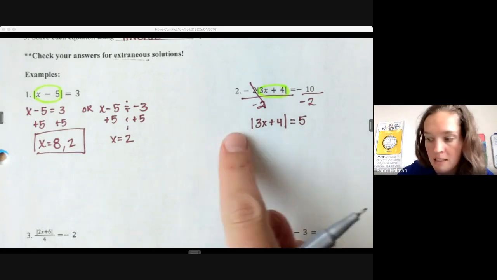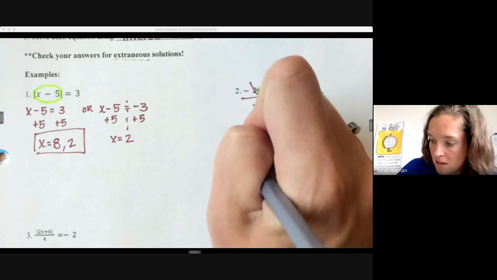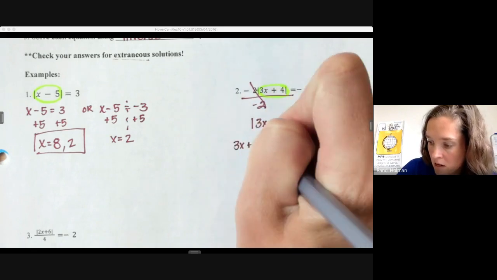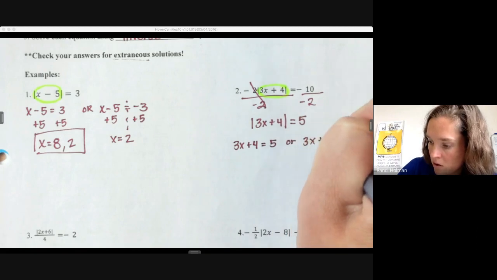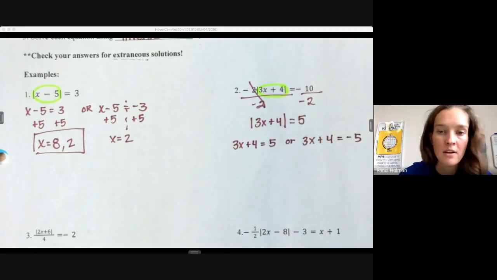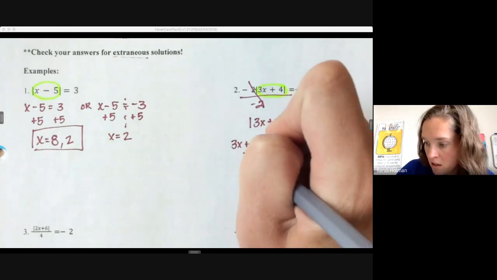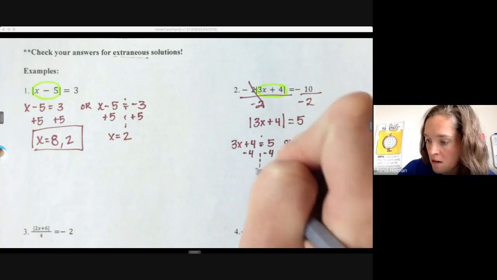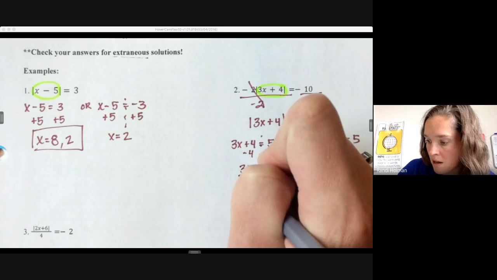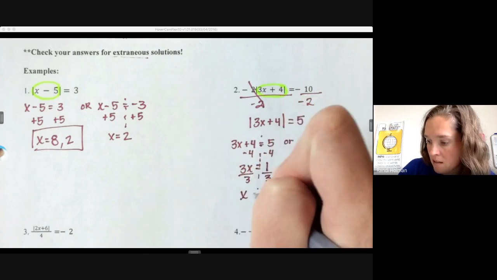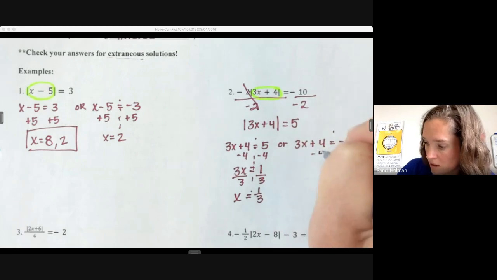Okay. Now our absolute value is by itself. There's nothing outside of the absolute value on the left-hand side of my equation here. So I'm going to set the inside of it, 3x plus 4, equal to 5, or 3x plus 4 could equal -5. Now I have two separate equations I'm going to solve. I'm going to use the same operations on all of them. Subtract 4, 3x equals 1, divided by 3, x equals 1/3. Okay, here our process is going to look very similar.